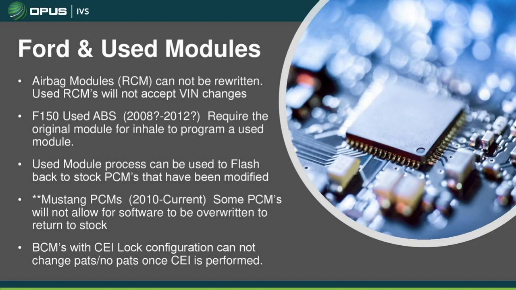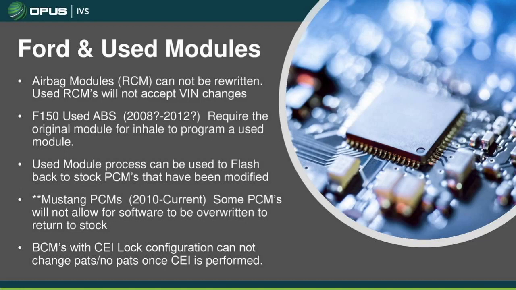Used ABS modules, somewhere around 2008, 2009, up to like 2012: if you go to program a used ABS module with the factory software, it will tell you that you need to pull the data from the original module or install a blank module. If you get a blank one from the dealer, it'll let you write it, but the factory software won't let you overwrite a used ABS in that year range.